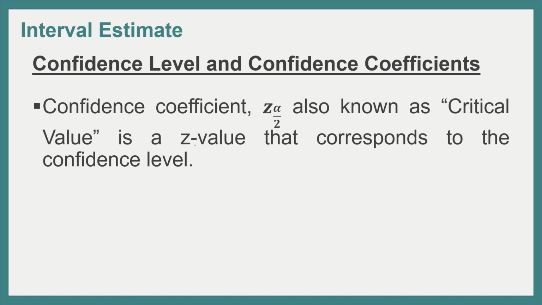Now, let's talk about the confidence coefficients of the confidence level. The confidence coefficient, also known as the critical value, is a z-value that corresponds to the confidence level. Therefore, in order for us to find the confidence coefficient of our confidence level, we need to convert it into its corresponding z-value. So babalikan ngayon natin yung z-table natin.